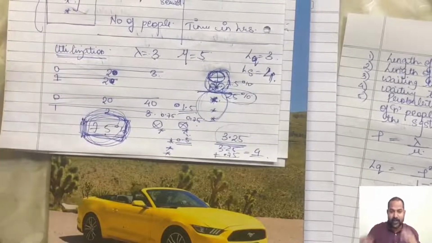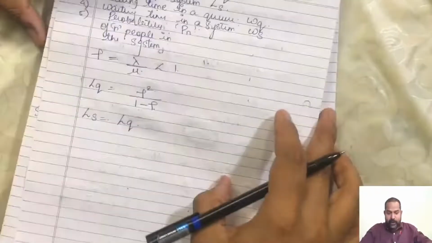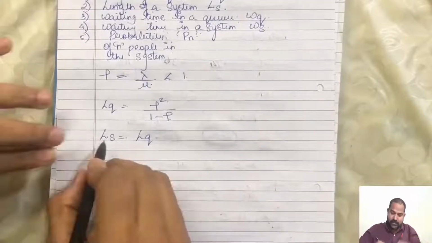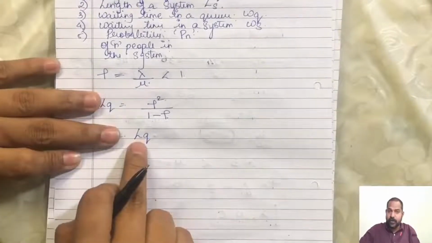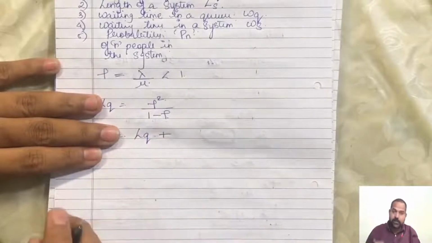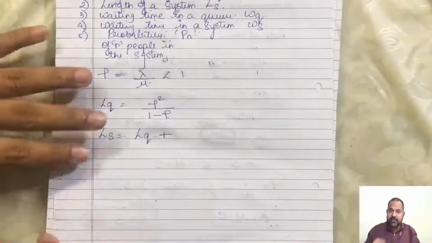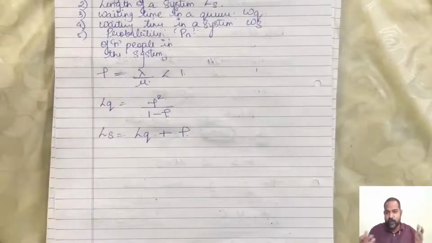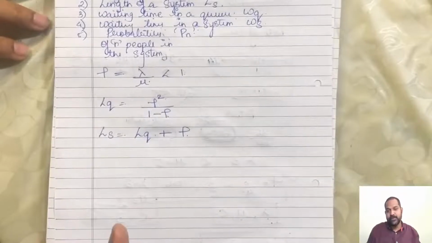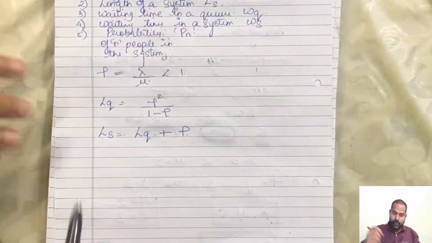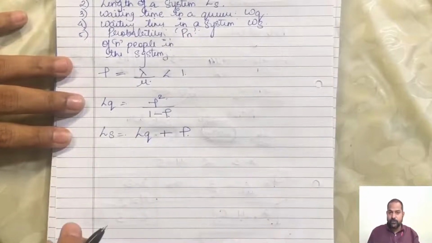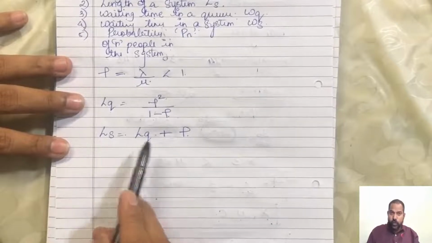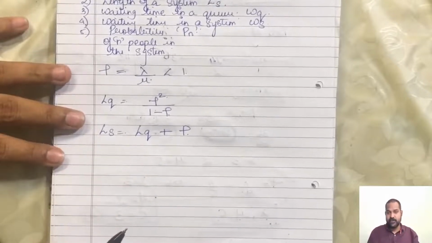I know it's a little difficult to understand, but try and humor me. Like I said, nobody's going to ask you the real meaning of it. If you understand that, I will tell you this. Length of the system is the length of the queue plus the part of the person that is taking service. How much part of the person is always taking service? Well, rho is my utilization, and that part of the person is taking service. So LQ is rho square upon 1 minus rho. Length of the system is length of the queue plus the part that is being served.